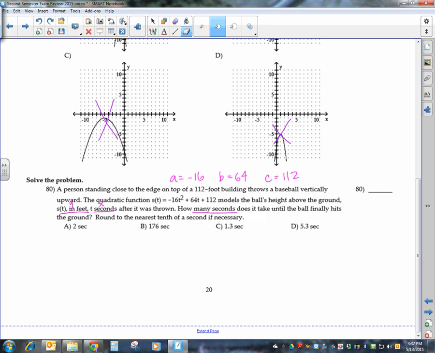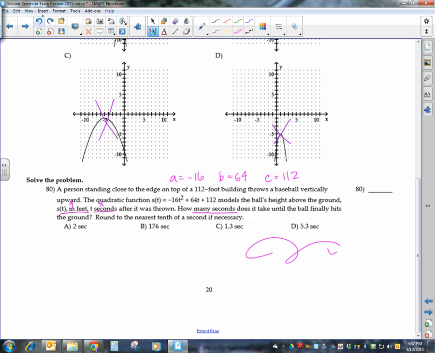Keep in mind that we've talked about how they let the ball go and then it comes down, and so we're looking for this point right here of when the ball hits the ground. We've done this problem, and this is where our x-intercepts are. So I have this equation: 0 equals negative 16t squared plus 64t plus 112.